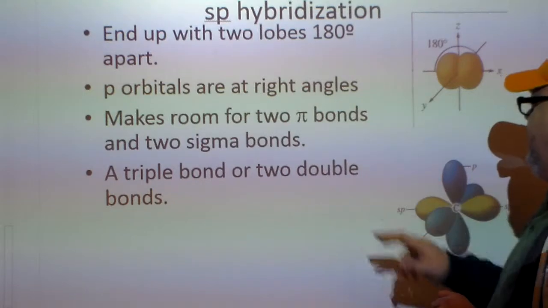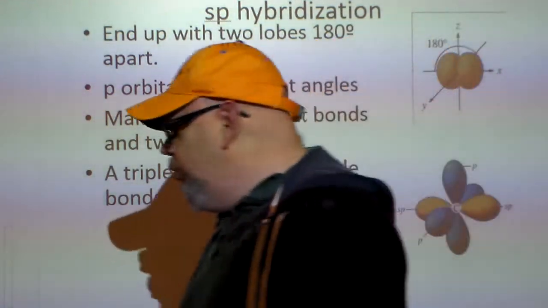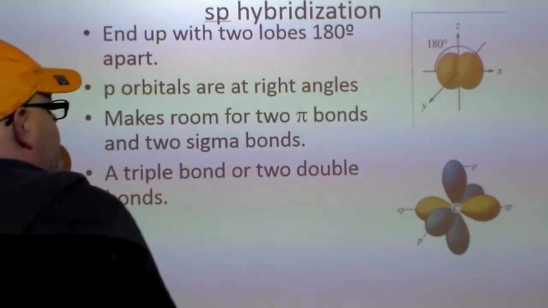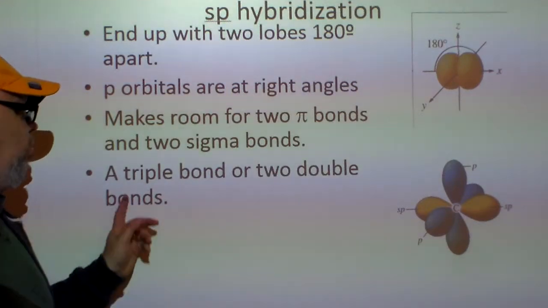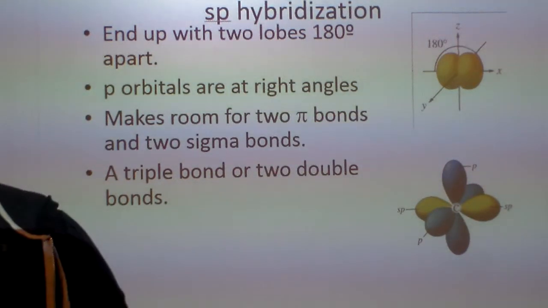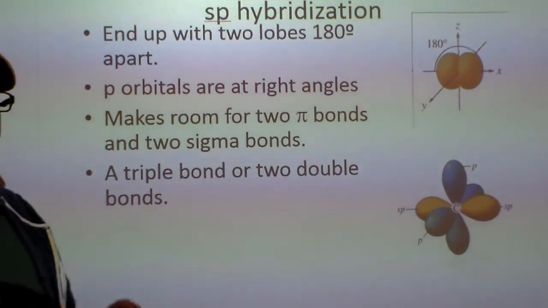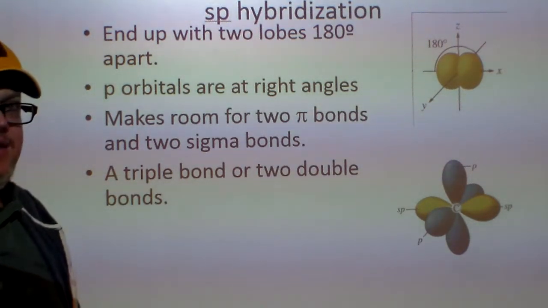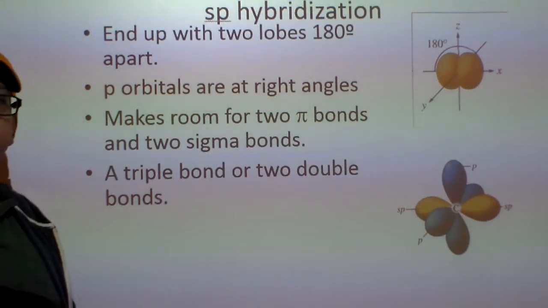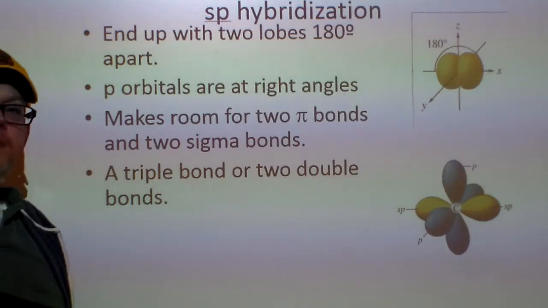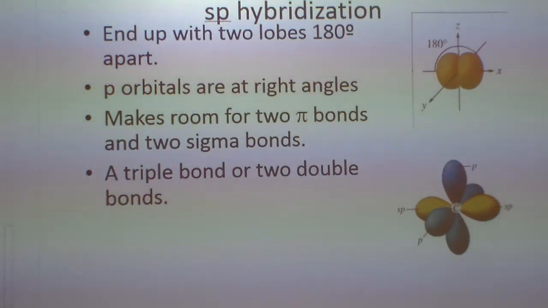Now the p orbitals, yes, they are at right angles. Now what does this mean? It allows room for 2 sigma bonds and 2 pi bonds. So you could have a triple bond or 2 double bonds. It depends how many electrons are there for that. Because remember, for a triple bond, you're going to need 6, which means 1 sigma and 2 pi. If you have a double, you need 4 electrons, 1 sigma and 1 pi bond. Okay? That would be the difference.